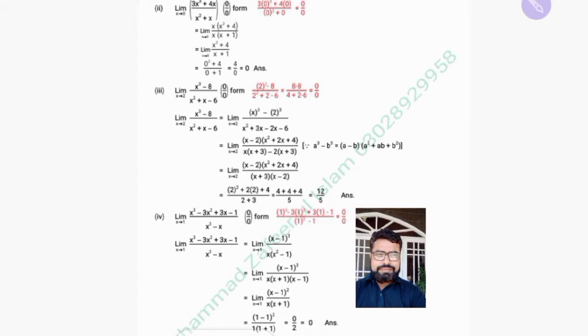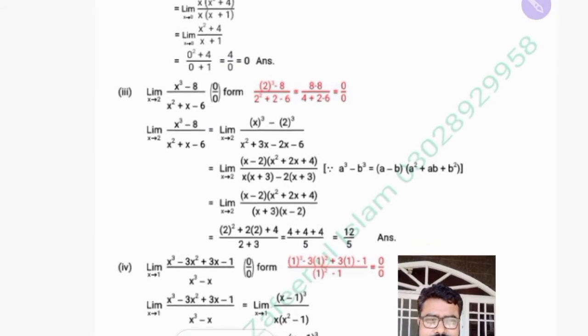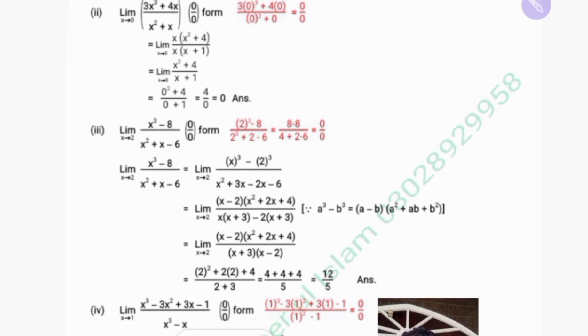Now the second, third and fourth parts. As there are 12 parts, I will explain all the parts. Don't need to panic. First of all, we have to verify the 0 by 0 form. It has 1 mark. For the algebraic technique, it must be 0 by 0 form.